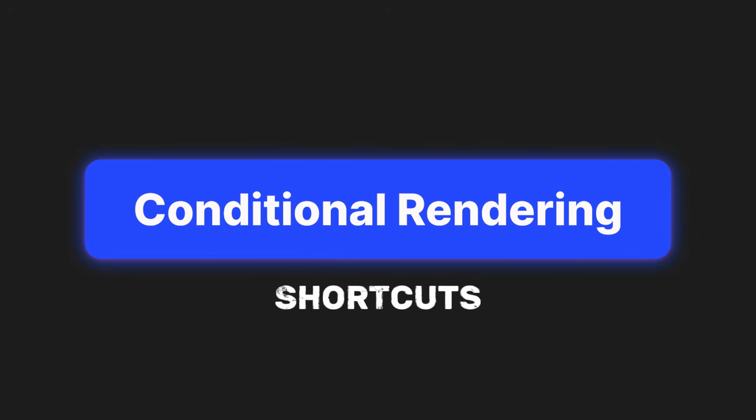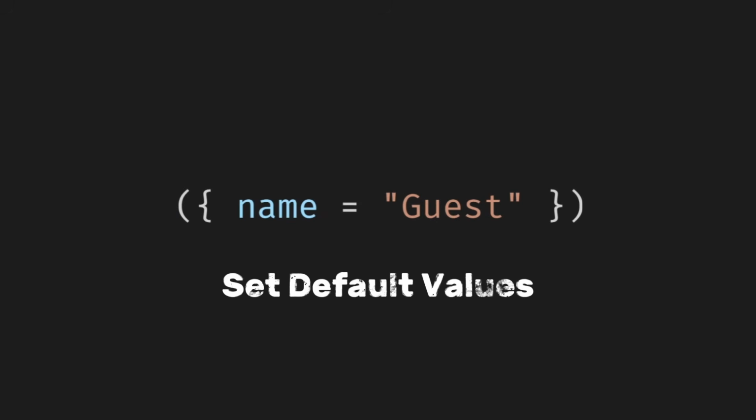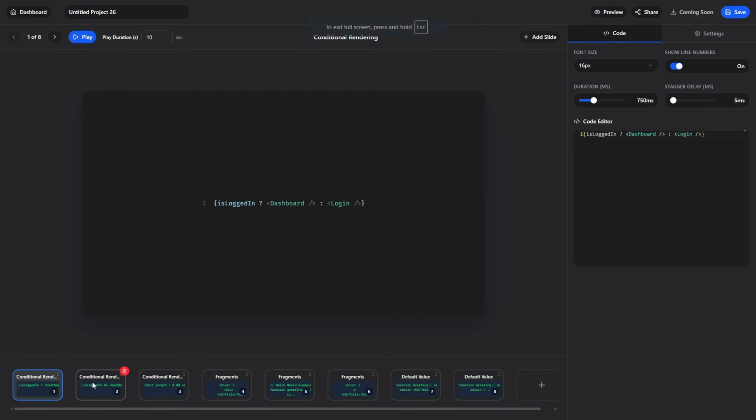So remember, use conditional rendering shortcuts to keep your logic clean. Use fragments so you're not throwing in unnecessary divs, and always set default props or values to make your components more reliable.